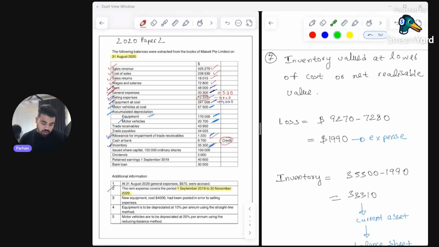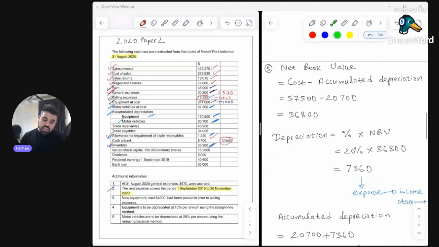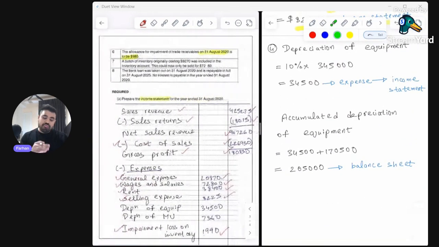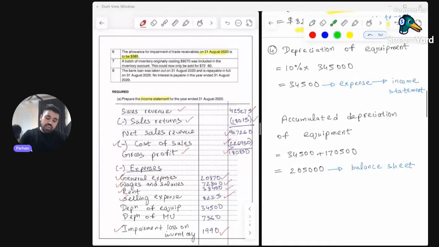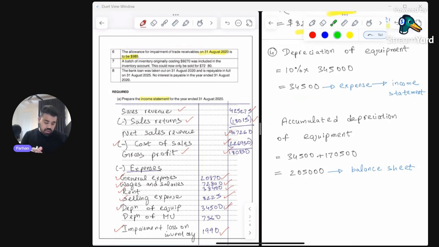Okay. So the only things that we're now left out with is the depreciation calculations for point number 4 and point number 5. In point number 4, we found out the depreciation of equipment using the straight line method of $34,500. So you can see we have included that here. Depreciation of equipment, $34,500. I didn't write the full sentence. I just wrote DEPN of equipment short, but in exam, make sure to write the full thing, depreciation of equipment.